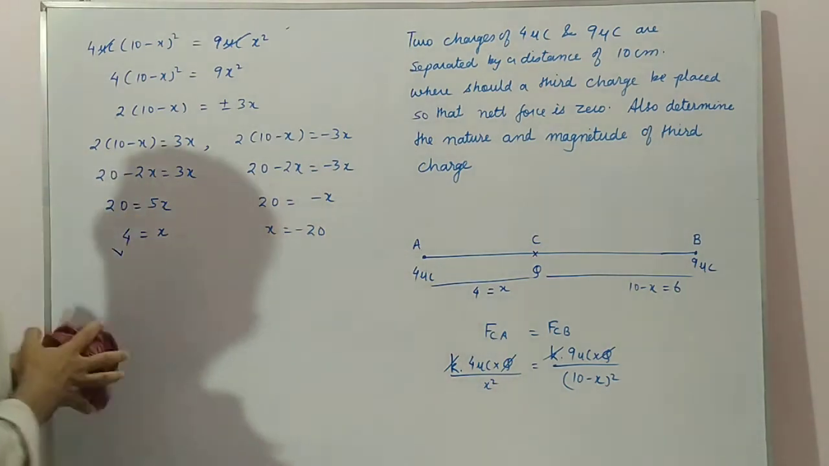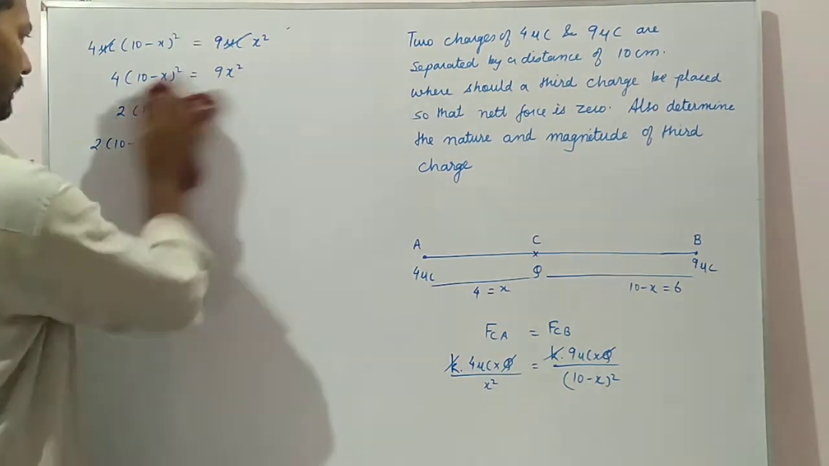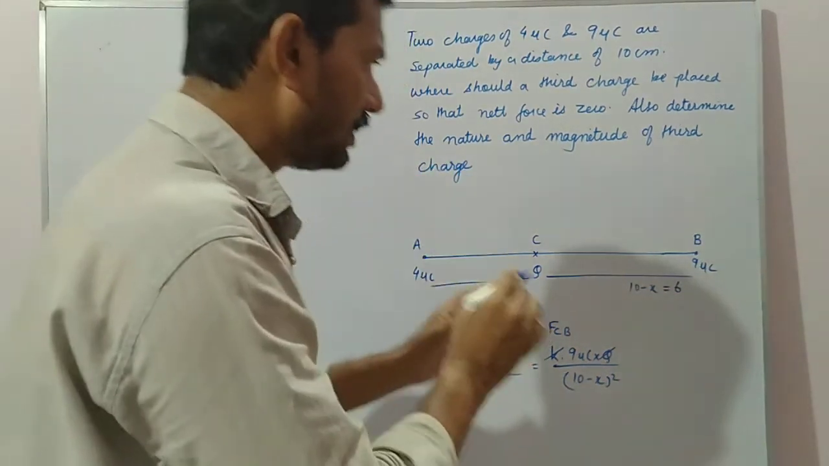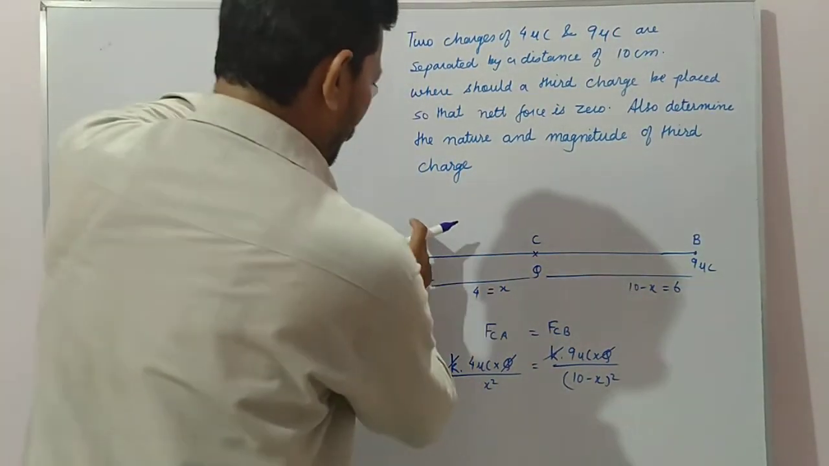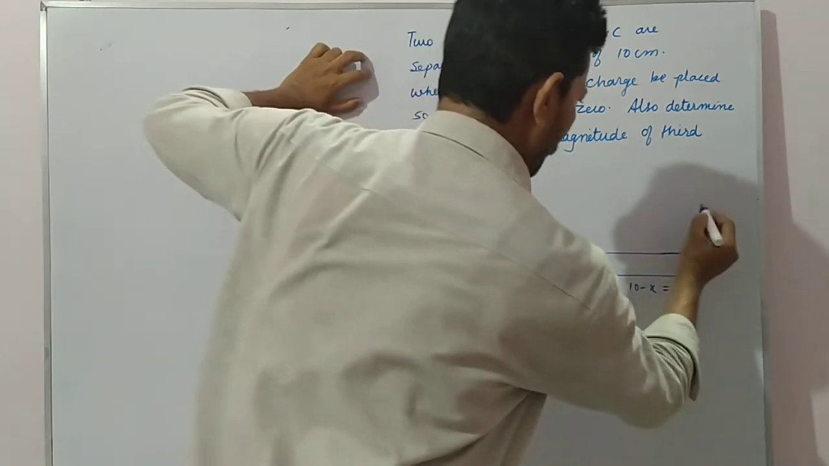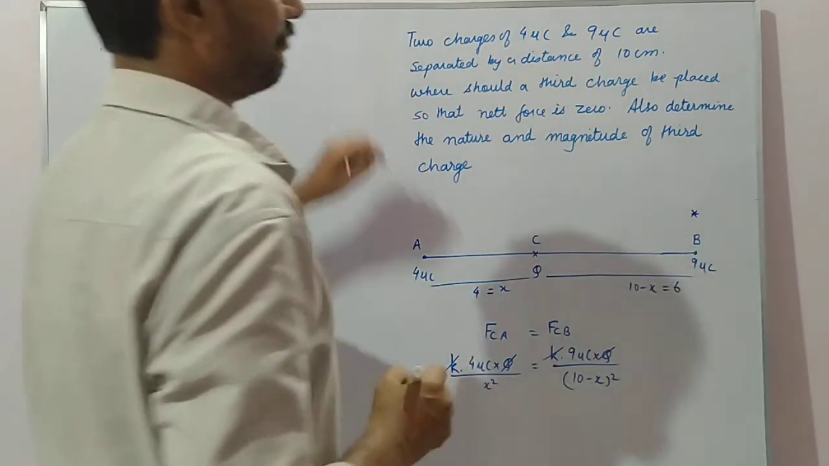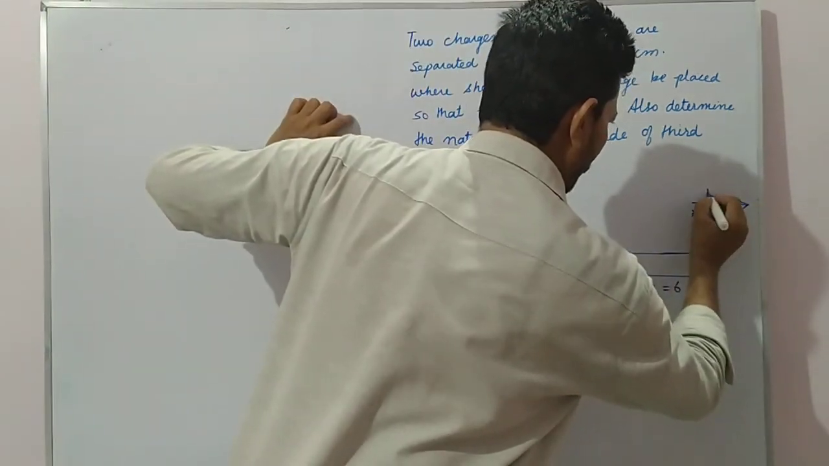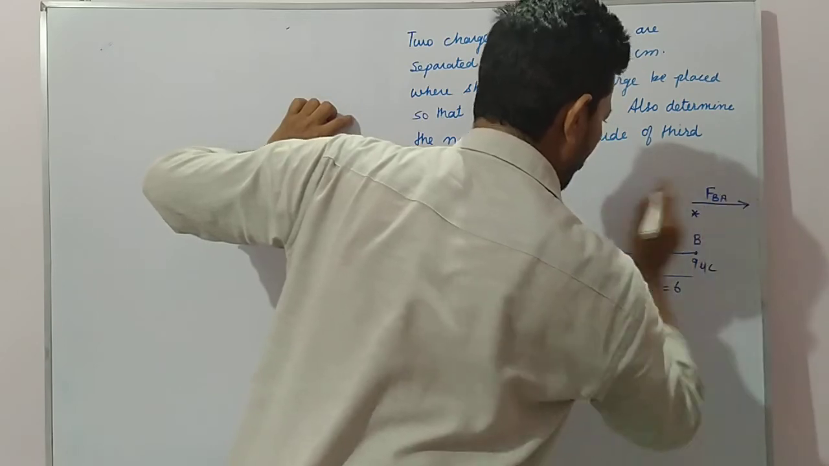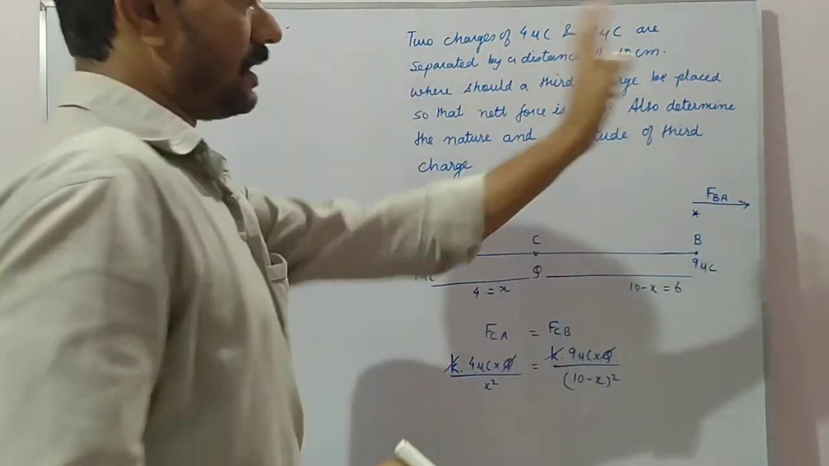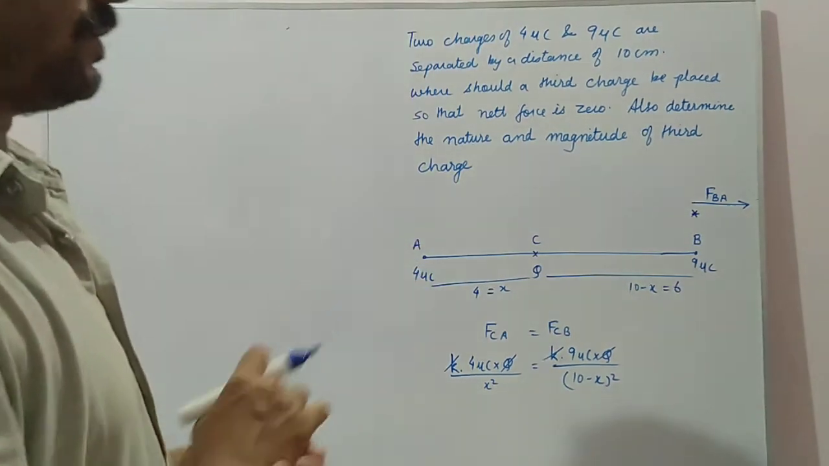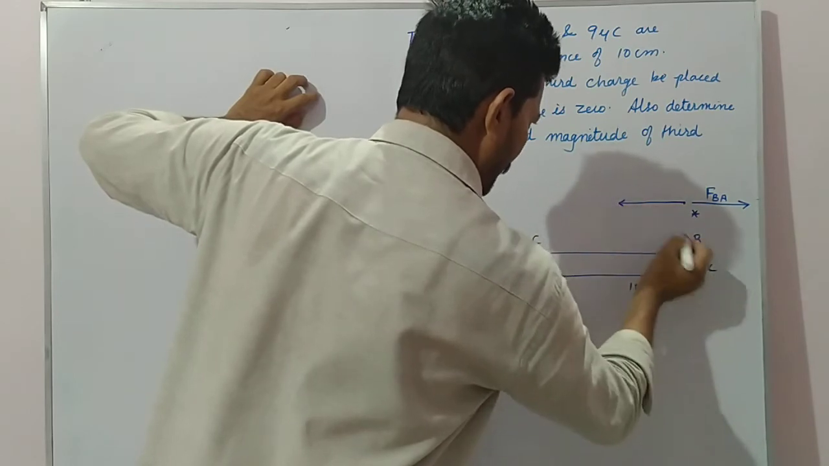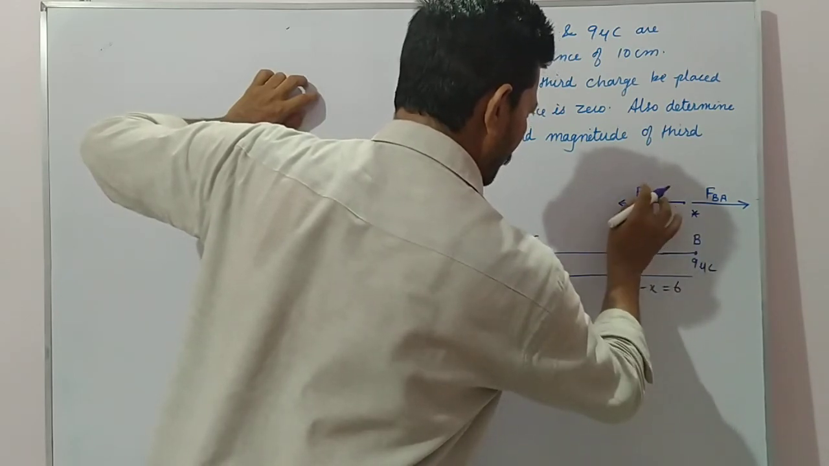Now see here, how to find the nature and magnitude of charge? As the net force is 0 at C, between A and B there is what? Repulsive force. So we will come to B. The force acting on B due to A is a repulsive force, which will be towards the right. Now as the net force is 0, an equal and opposite attractive force on B should act due to C.